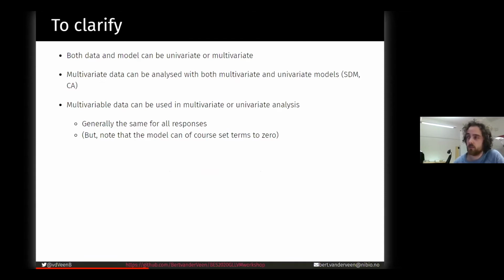So both our data, but also the model can be univariate or multivariate. But multivariate data can be analyzed with multivariate and univariate analysis. While univariate data, of course, only with univariate models. And multivariable data can be used in both. In multivariate analysis, we generally assume that these measurements are the same for all our species, all our responses. But of course, models can set parameters to 0 so that certain terms are excluded for certain species.